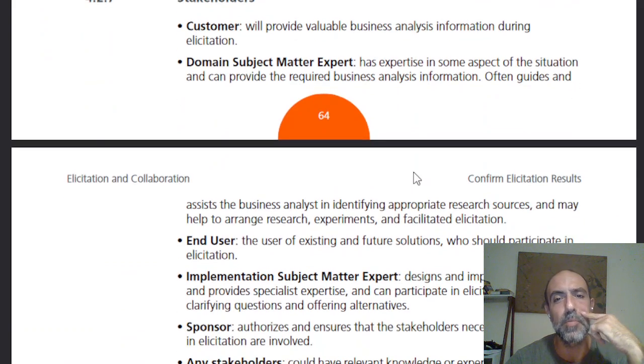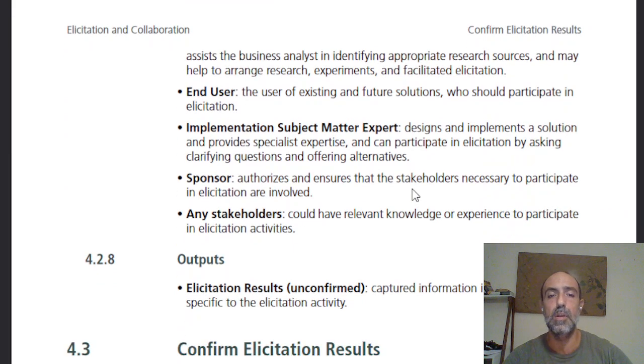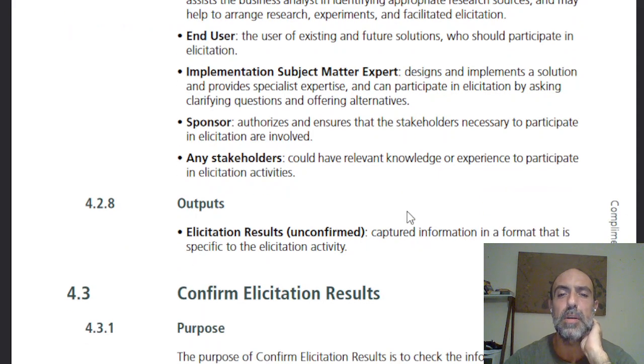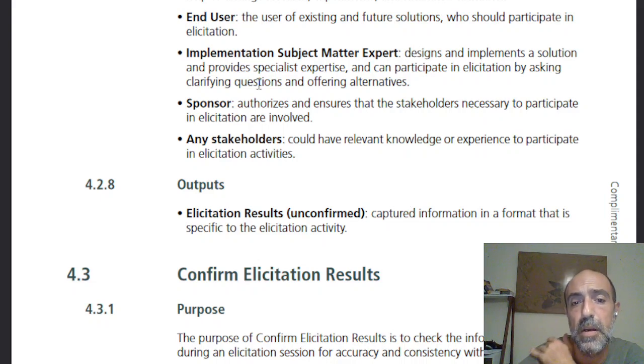The stakeholders here are customers, because they provide valuable business analysis information during elicitation. The domain subject matter expert has expertise in some aspects. The end user is the user of the existing and future solutions who would participate in elicitation. The implementation subject matter expert designs and implements a solution and provides specialist expertise, and can participate in elicitation by asking clarifying questions and offering alternatives. The sponsor authorizes and ensures the stakeholders necessary to participate in the elicitation are involved. Any stakeholders could have relevant knowledge or experience to participate in the elicitation activities.